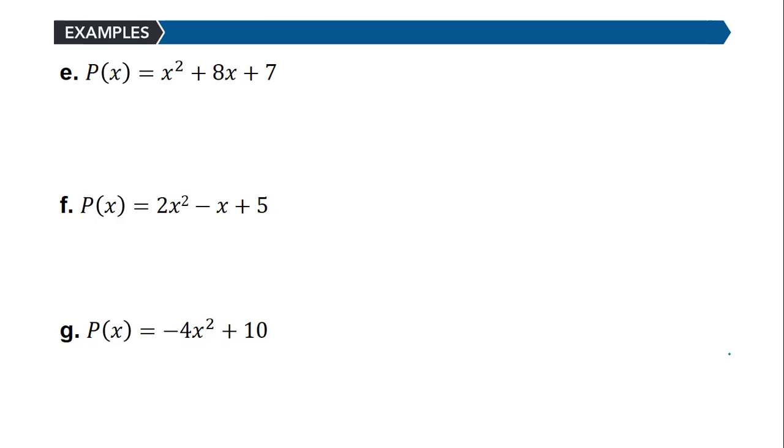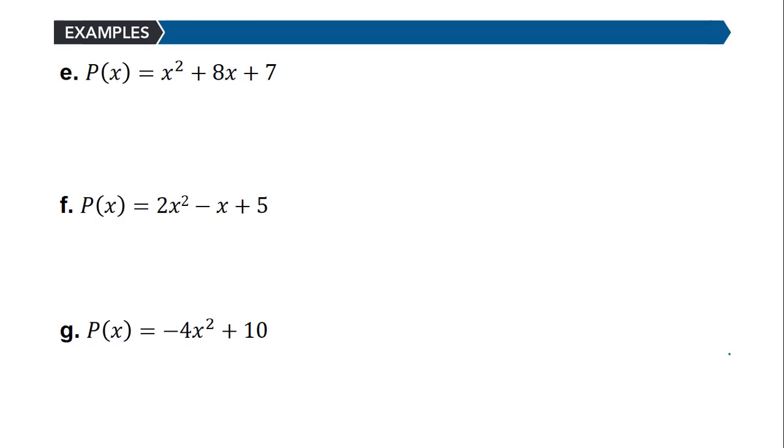Now in these next 3 examples, our parabola or function is not given in vertex form. It is given in the standard form. We have P of x equals x squared plus 8x plus 7. You have an option here. You can either go through the steps of completing the square to write the function like we did in objective 1, or you can just simply apply the formula.